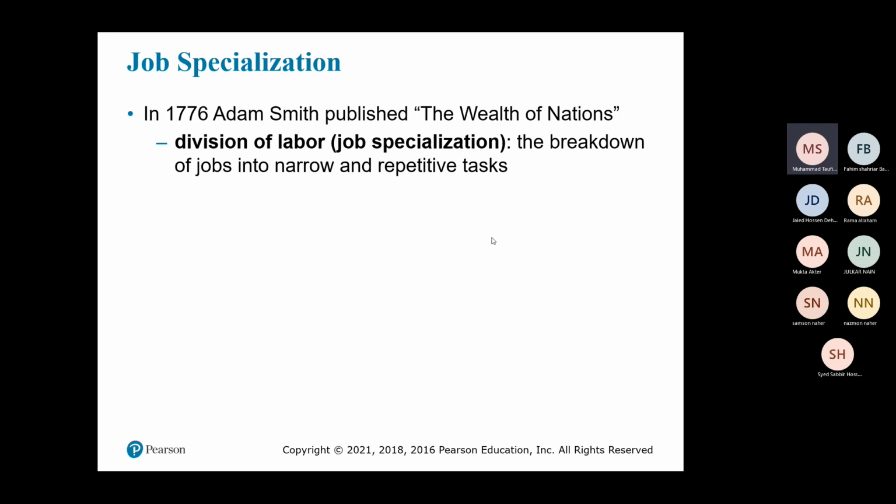So in 1776, Adam Smith published The Wealth of Nations. In this publication, Adam Smith highlights the division of labor, job specialization, and the breakdown of jobs into narrow and repetitive tasks. These are the starting point of management knowledge. The first knowledge that comes up in management is how you want to divide the labor and how you want to specialize your workers. That was published by Adam Smith.